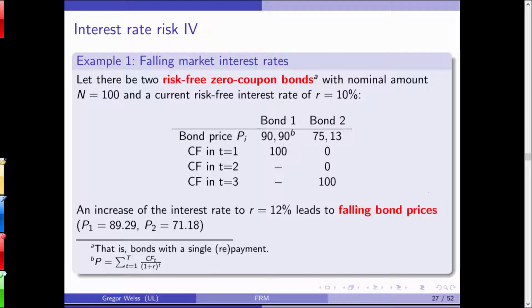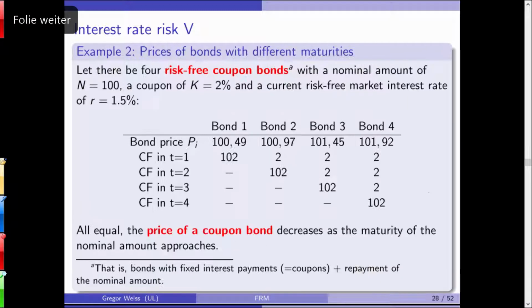And this is also very simple. If the fixed payments don't change, and you suddenly can earn 12 instead of 10% on the spot market, why invest in this coupon bond or in the zero bond? Now you can simply put your money on the capital market and earn a higher interest rate. Okay, so this is the first example.